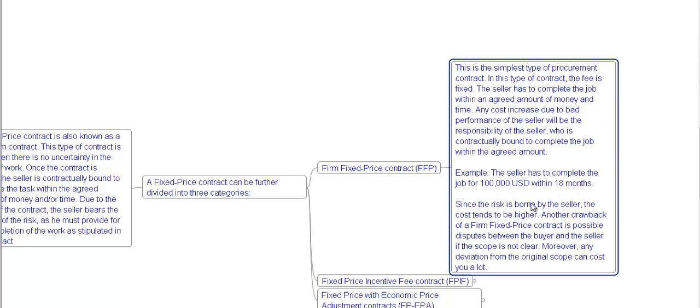Since the risk is borne by the seller, the cost tends to be higher. Another drawback of a firm fixed price contract is possible dispute between the buyer and the seller if the scope is not clear. Moreover, any deviation from the original scope can cost you a lot.